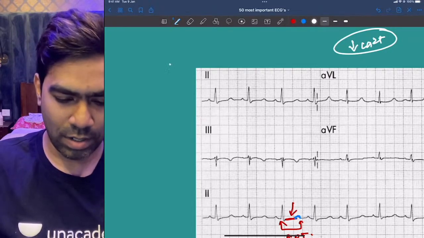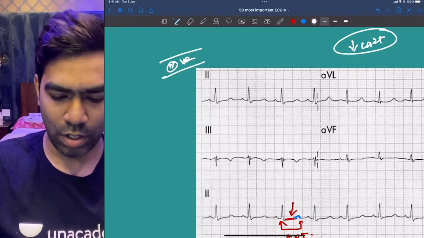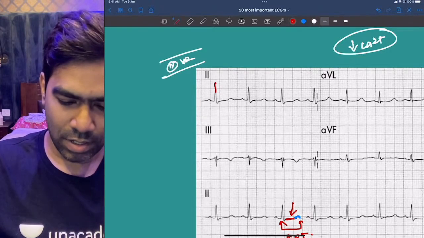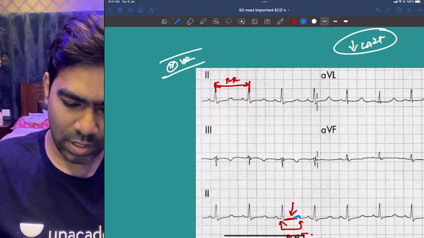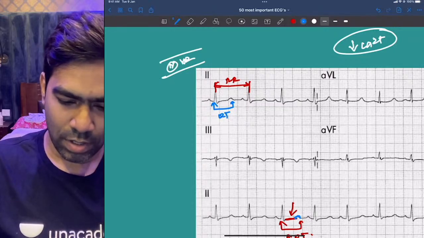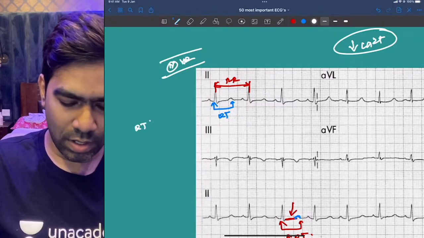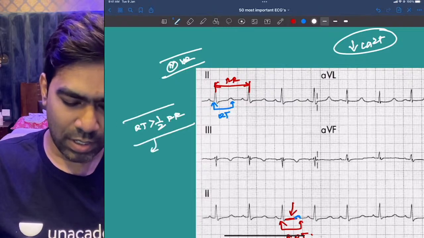And generally, if you want to find out prolonged QT in exams, especially in a patient who's having a normal heart rate, just take the RR interval and look at the QT interval. If the QT interval is more than half of the RR interval, it is suggestive of long QT.